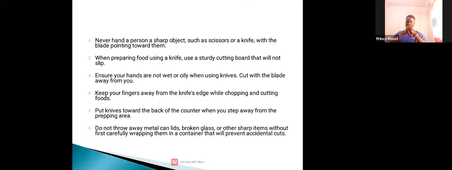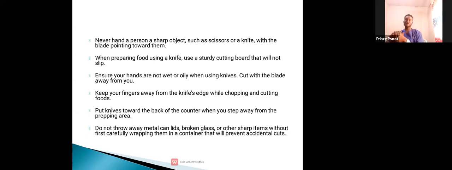Never hand a person a sharp object, such as scissors or a knife, with the blade pointing towards them. When preparing food using a knife, use a sturdy cutting board that will not slip. Ensure that your hands are not wet or oily when you are using the knife. So cut the blade away from you. Keep your fingers away from the knife edge while chopping and cutting the food. Then put the knife towards the back of the counter when you step away from the preparation area.